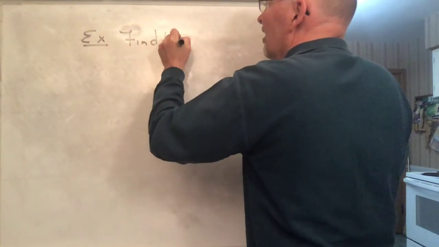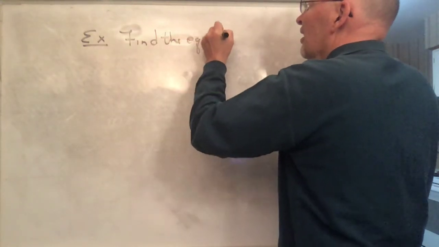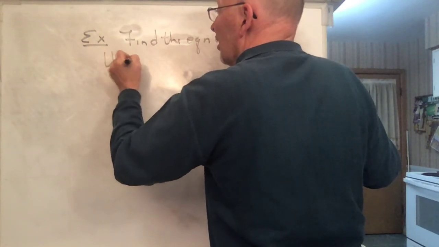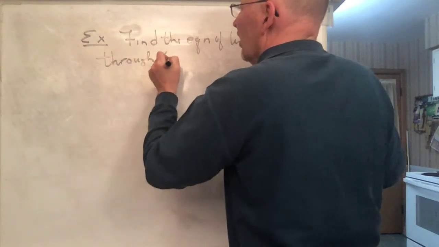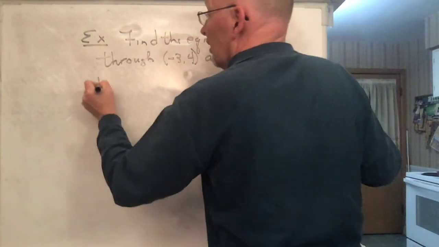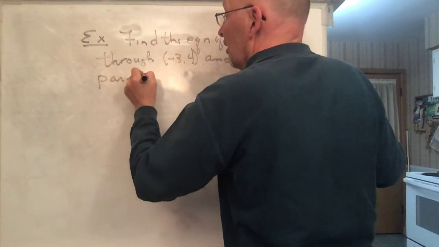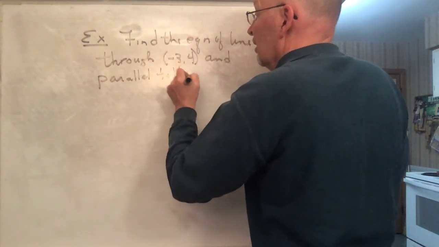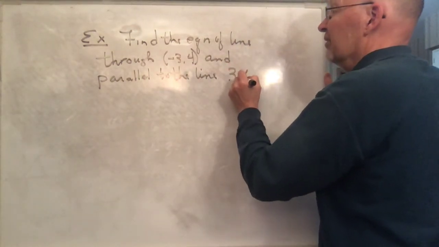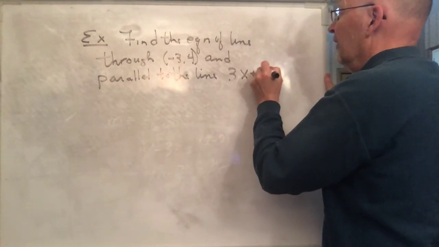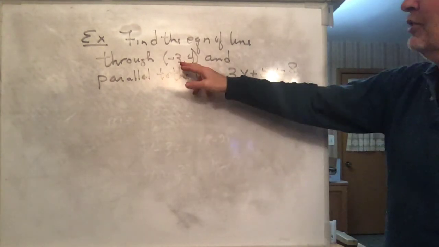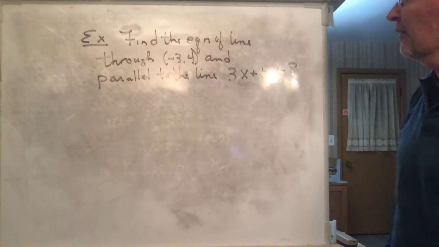Find the equation of the line through the point (-3, 4) and parallel to the line, I don't care, 3x plus 5y is equal to 8. Okay? Find the equation of the line going through this point and parallel to this line.